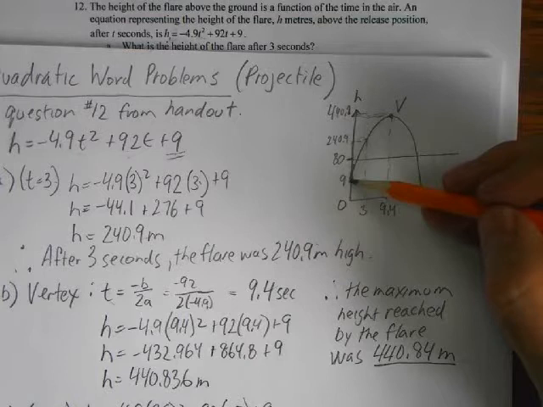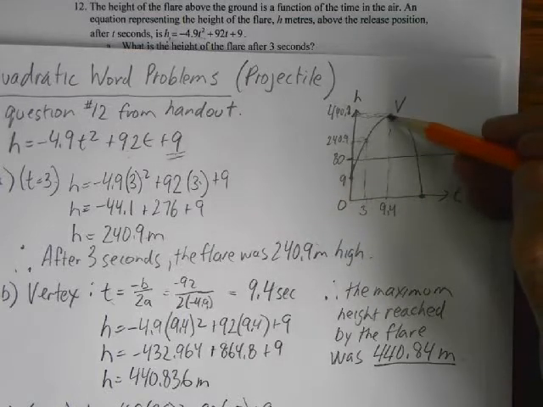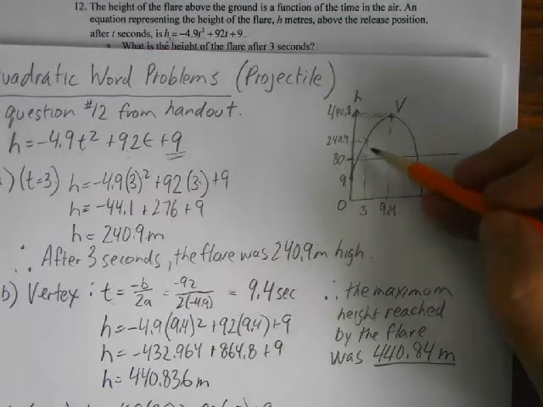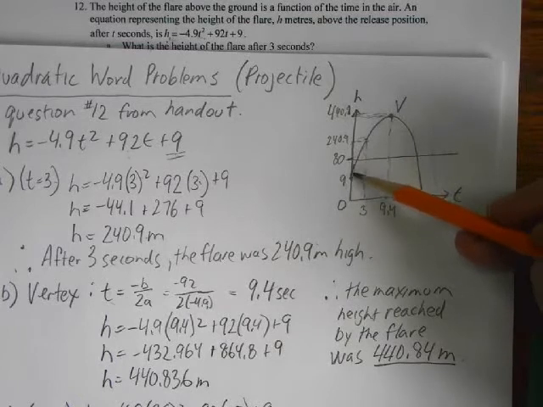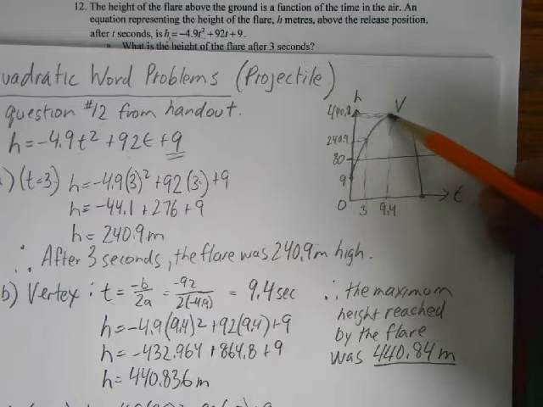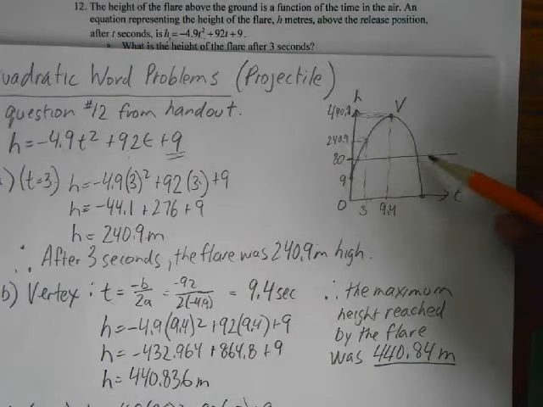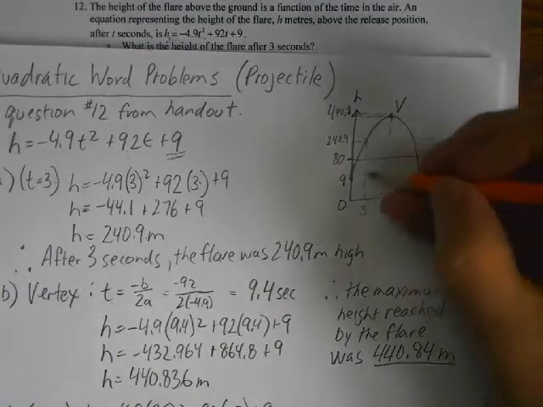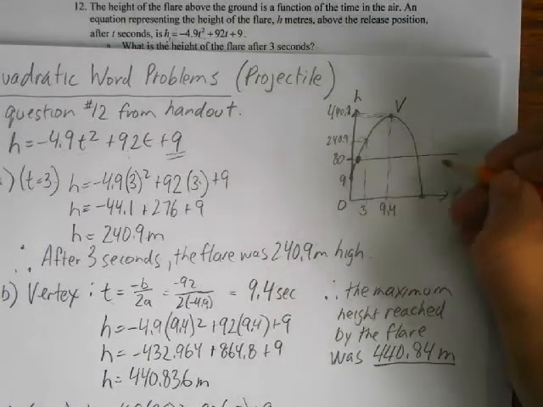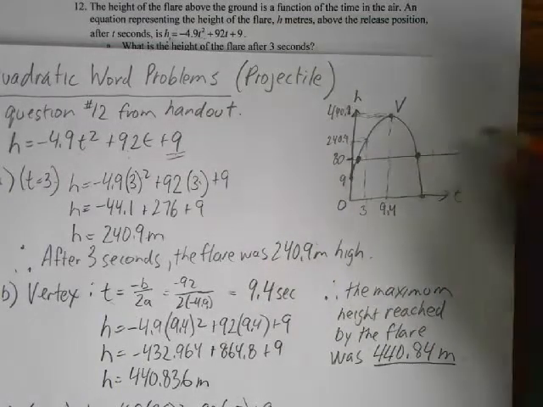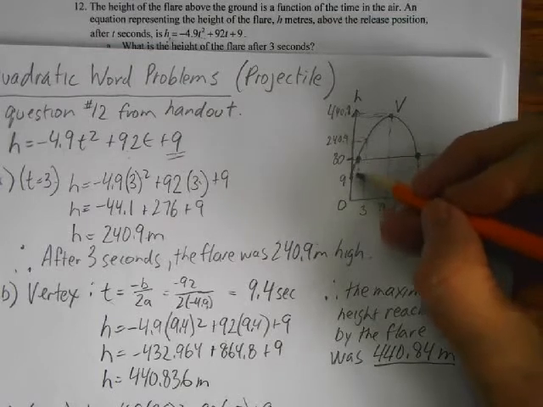We know that it started at 9. We know that it went above 80 because it reached 480 meters. So as the flare is going up, it hits 80 meters on the way up, keeps going up to the vertex, 480 meters, then starts coming down. It hits 80 meters again at some time after 9.4 seconds, and then it falls down to the ground. So there are 2 times when the height will be 80 meters.